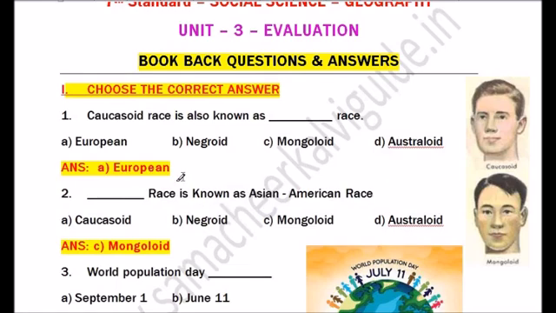Question number 2. Dash race is known as Asian American race. Options are Caucasoid, Negroid, Mongoloid, Australoid. The answer is Mongoloid.